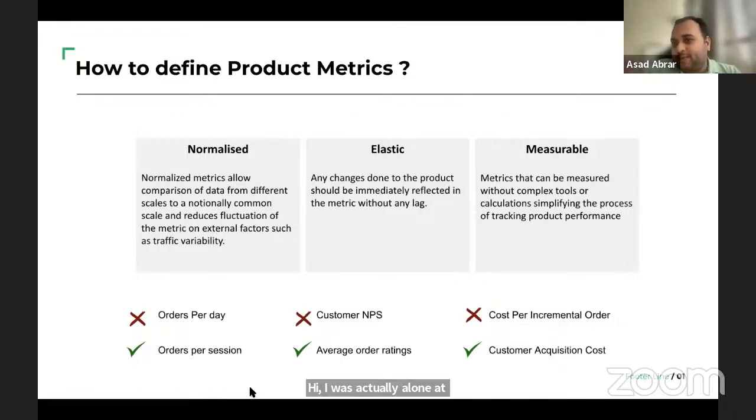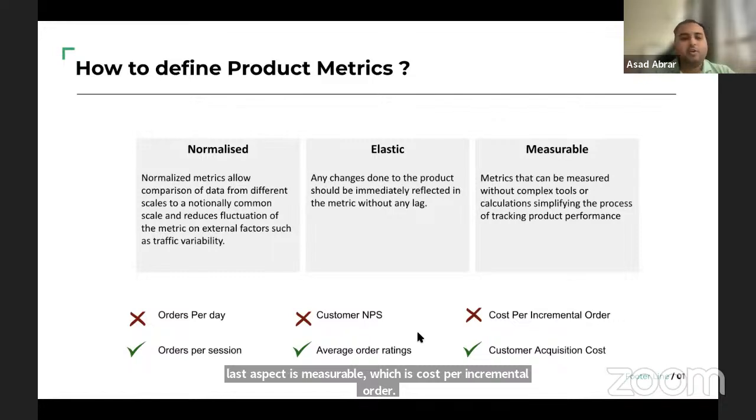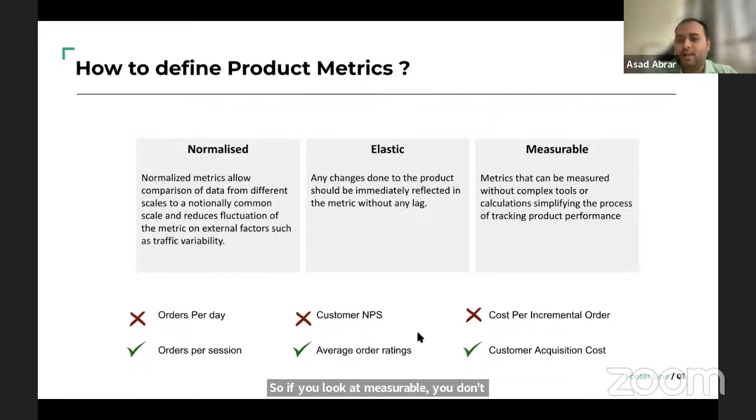So the last aspect is measurable. If you look at measurable, you should not require an A/B experiment to measure this, right? It should be very simple. Something like cost per incremental order as a metric for running discounts on a platform is very difficult to track. But if you have something like customer acquisition cost, that is very easy and simple to calculate. So it should be a very easily measurable thing.